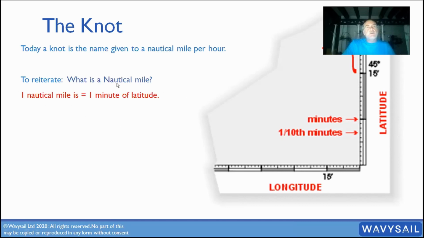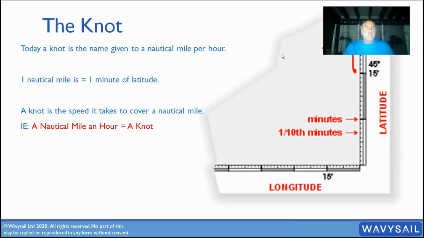So a knot is how long it takes you to do 1 minute of latitude in time. 1 nautical mile per hour. So if it takes you 1 hour to do 1 minute of latitude, which is then 1 nautical mile, it is a boat speed of 1 knot. Therefore, if you do 6 nautical miles in an hour, you are doing 6 knots. If you do 5 nautical miles an hour, you're doing 5 knots.